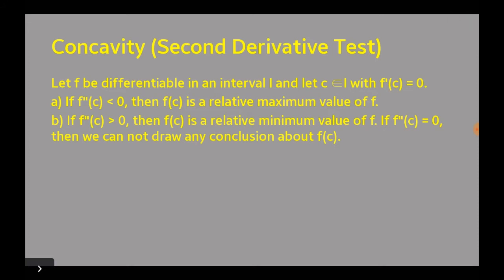Okay, let's discuss concavity and the second derivative test. Let f be differentiable in an interval I, and let c be an element of I with f prime of c equal to 0. If f double prime of c is less than 0, then f of c is a relative maximum value of f. If f double prime of c is greater than 0, then f of c is a relative minimum value of f. If f double prime of c is equal to 0, then we cannot draw any conclusion about f of c.